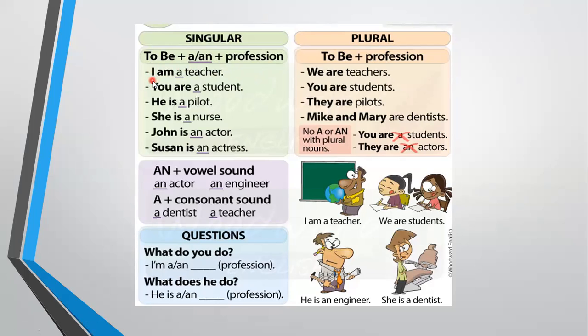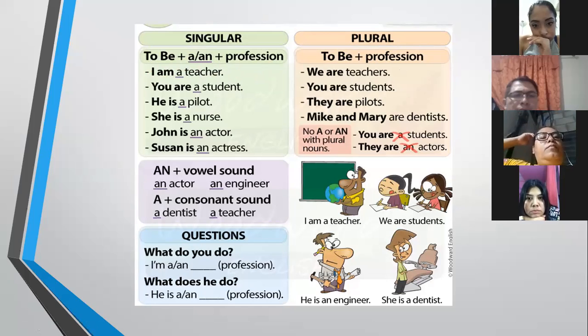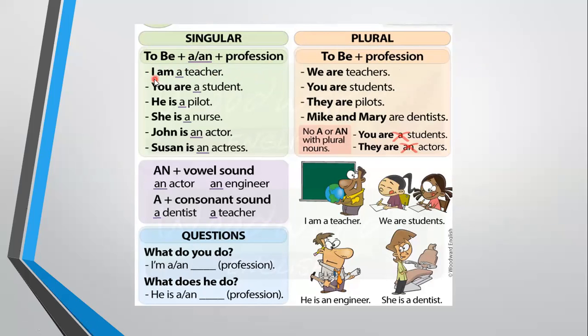So you can see here we have some examples. Let me see. We're going to have Karen. Karen Elisa, can you read the first three examples? ¿Puede leer los primeros tres ejemplos, por favor? I am a teacher. You are a student. He is a pilot. Thank you. Karen, choose another person, please. Escoja otra persona.